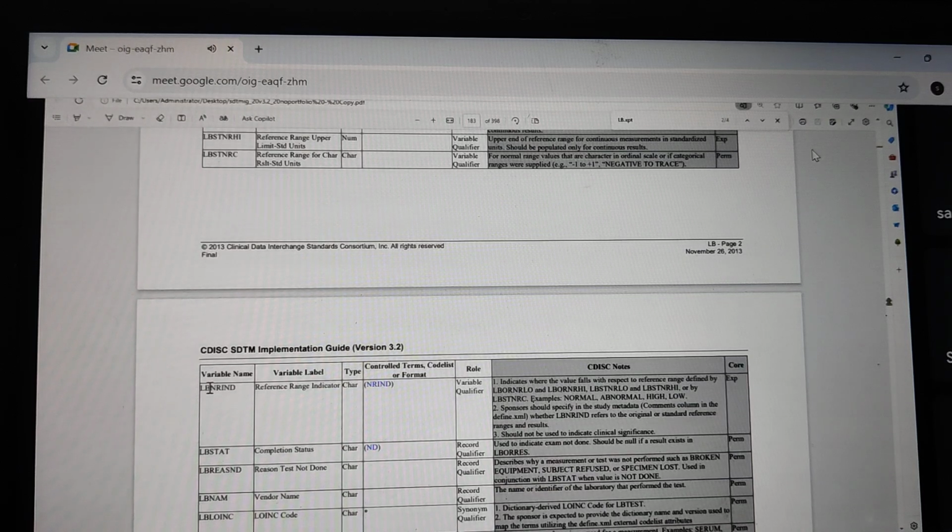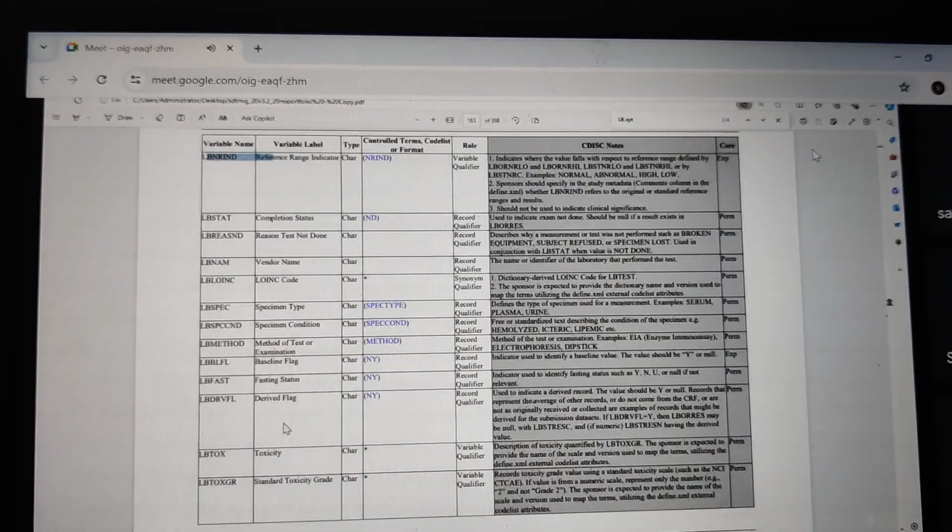So what we will do is compare the original result with the high and low reference range indicators. If it falls between those indicators, we consider it normal, or else if it falls outside the range, it's abnormal, and it might be low or it might be high. That's what LBNRIND is. Okay, so next is LBSTAT.